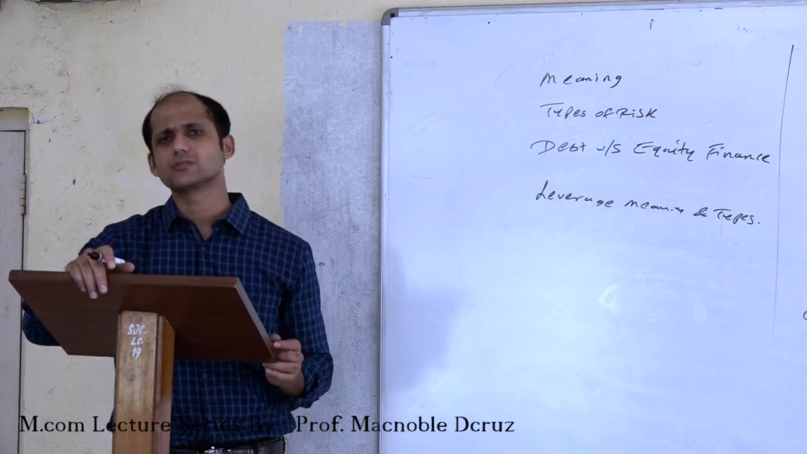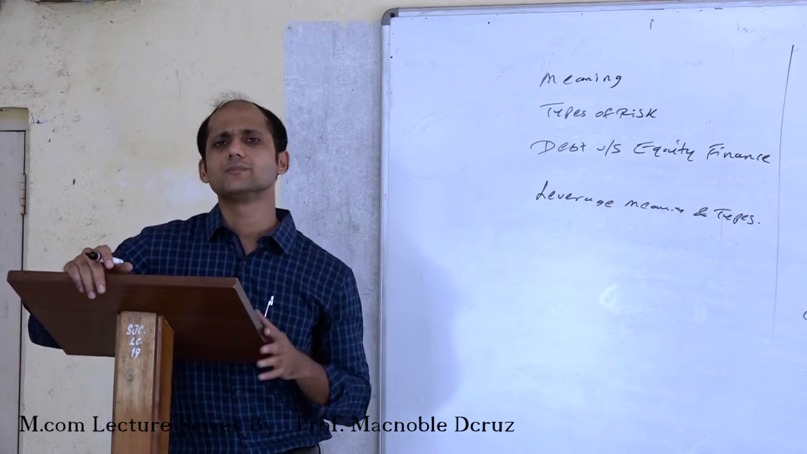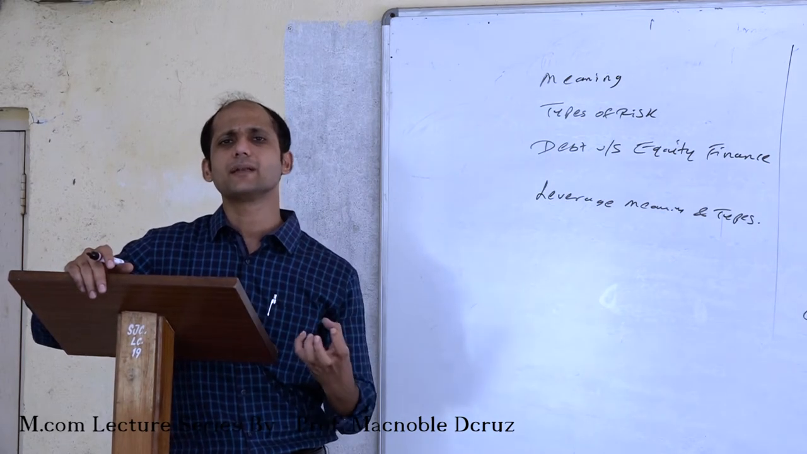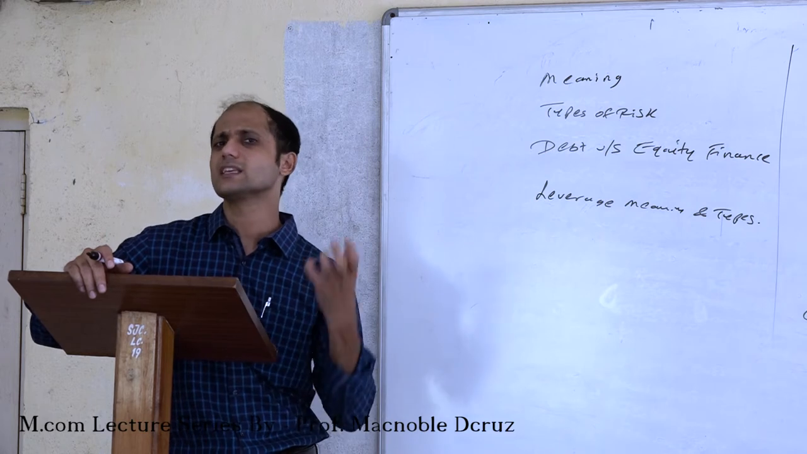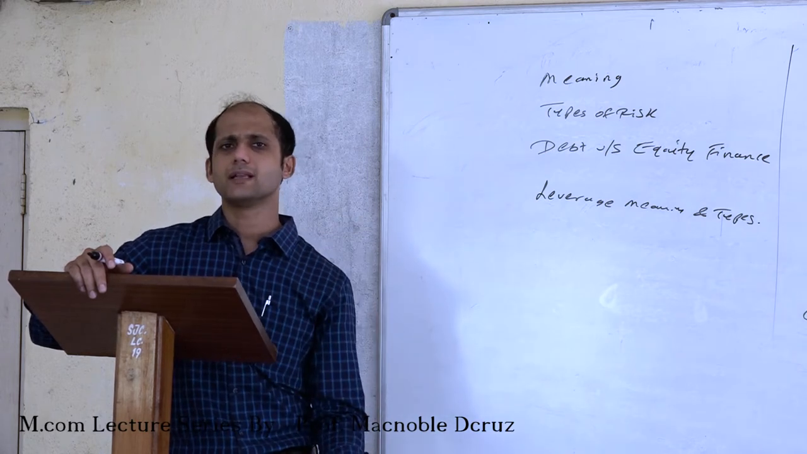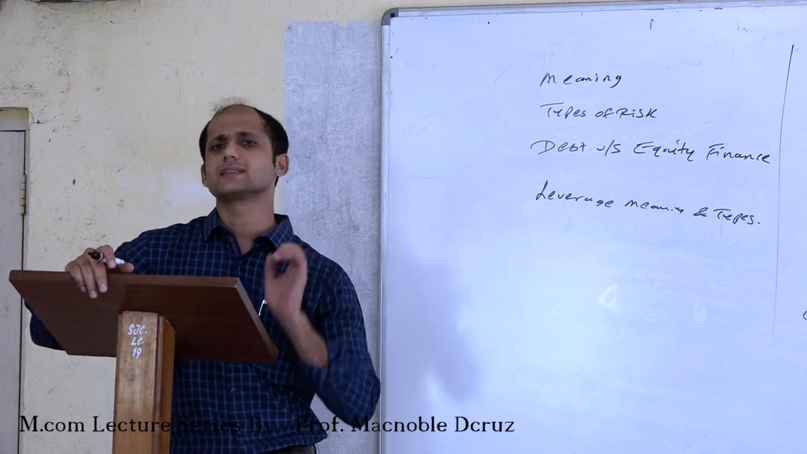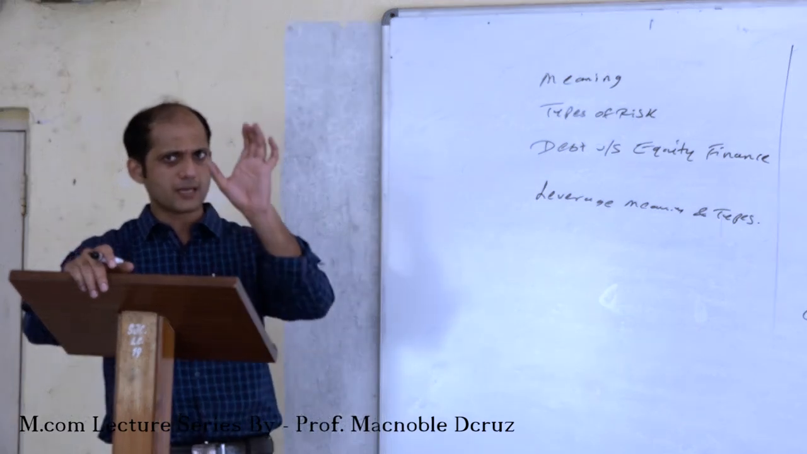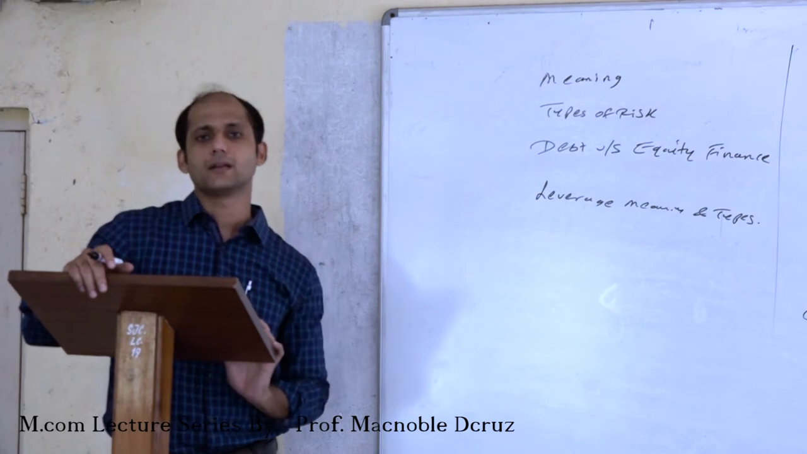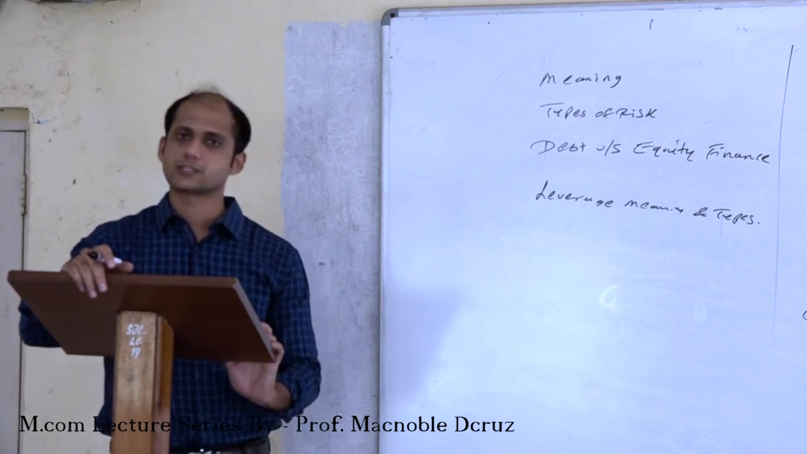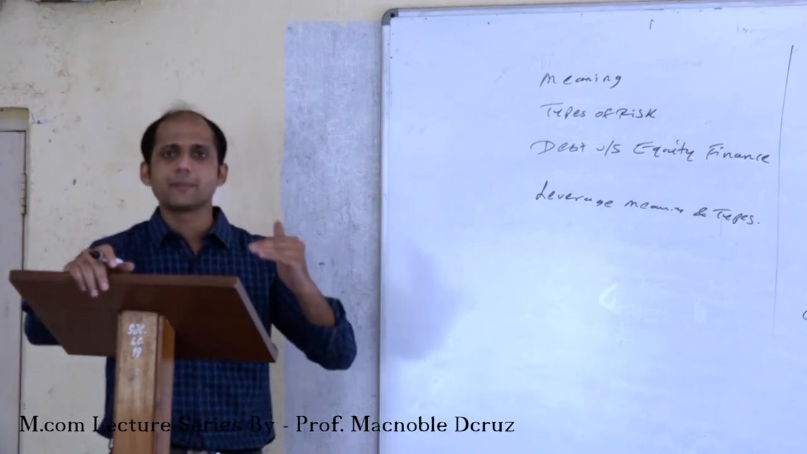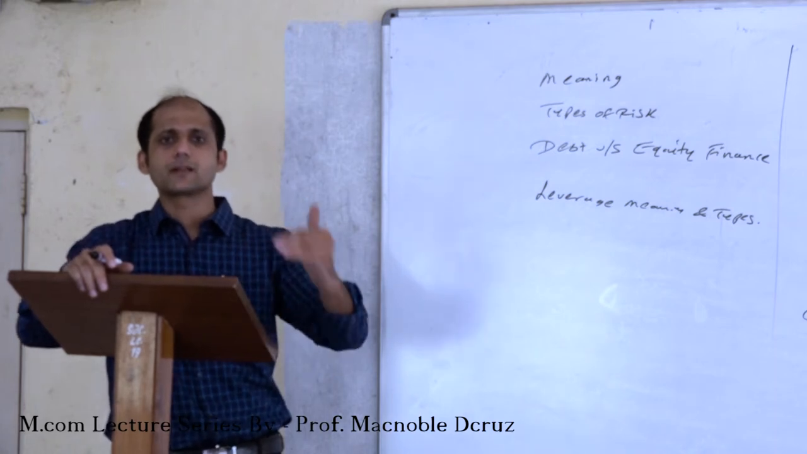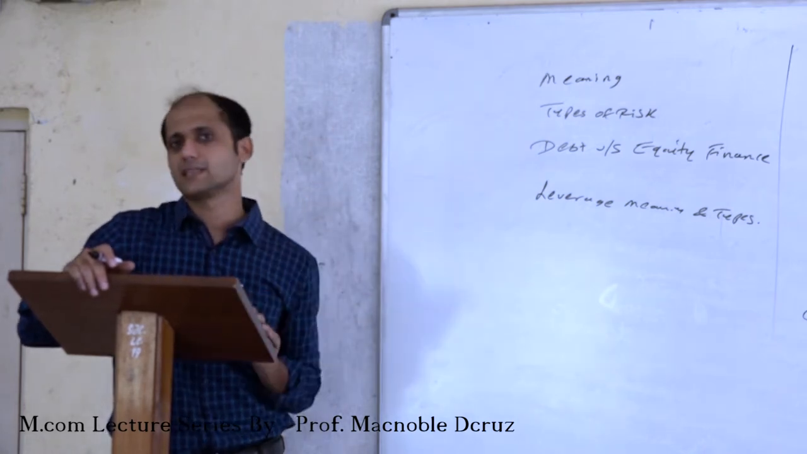Financial risk, students, increases or comes when the company is using debt in their capital structure. It increases the financial risk. So financial risk is always related to the debt capital or liability in the capital structure. The more debt capital introduced to the capital structure, the more financial risk there will be.